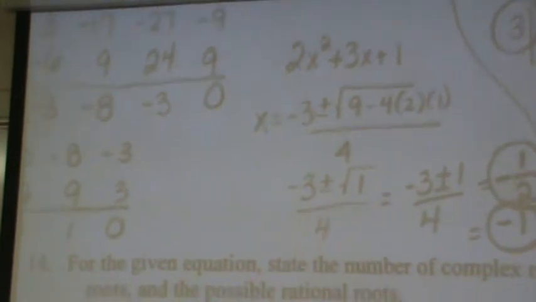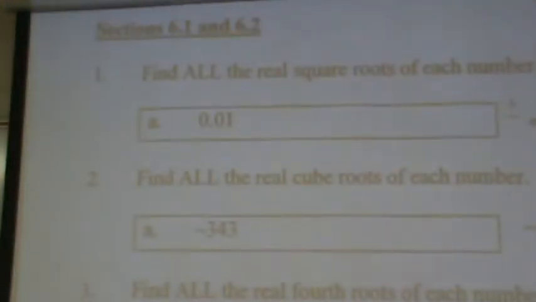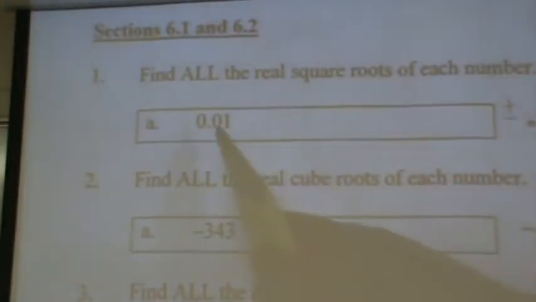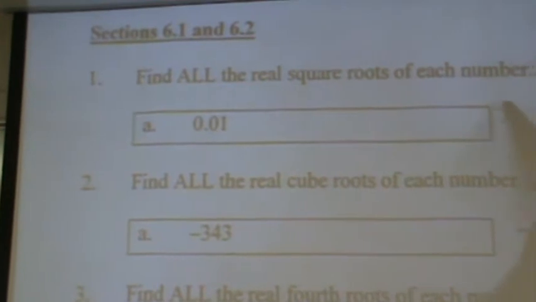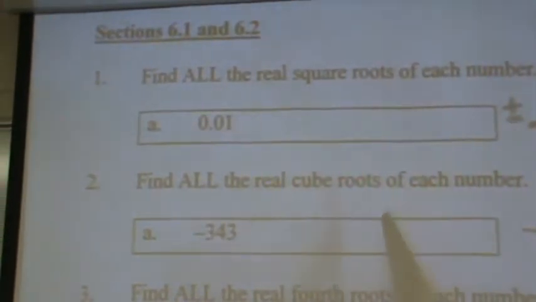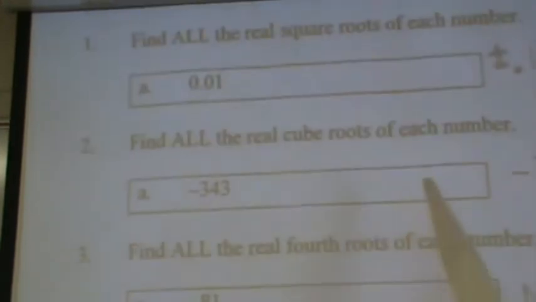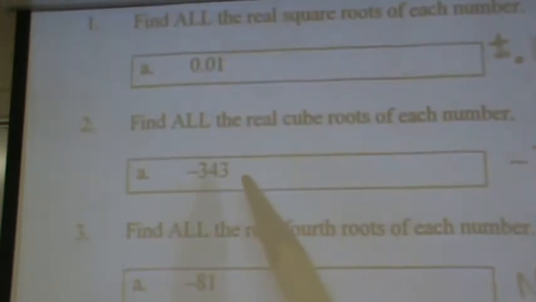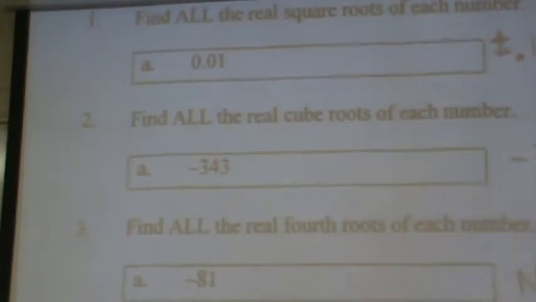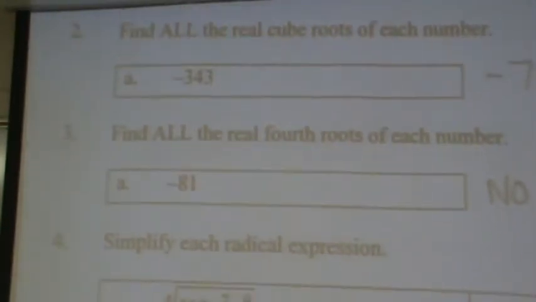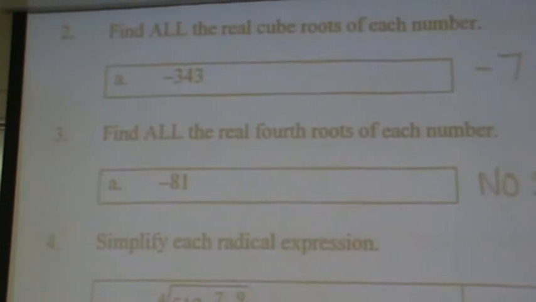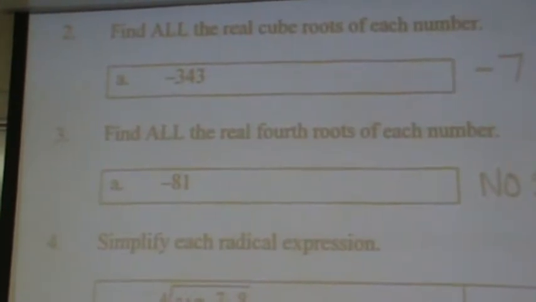Okay, now we're on chapter 6. What's the square root of 0.01? It's plus or minus 0.1. The cube, remember, you can't take the square root of negative numbers, but you can take the cube roots. The cube root of negative 343 is negative 7. Number 3, no solution. Can't take an even root of a negative number.